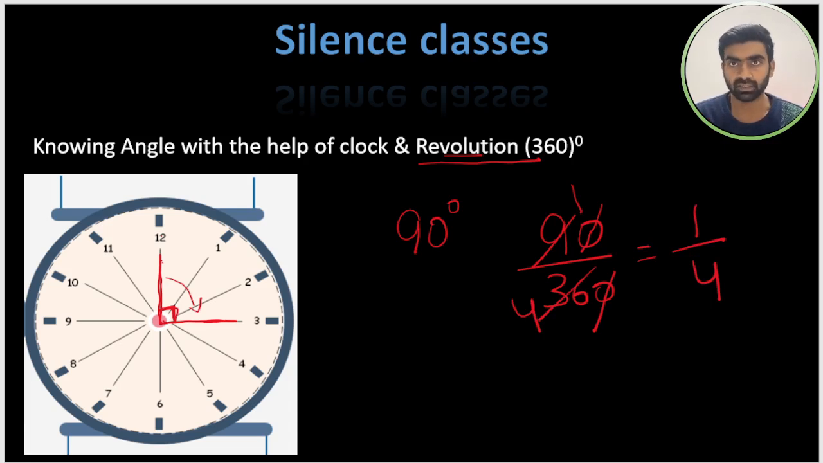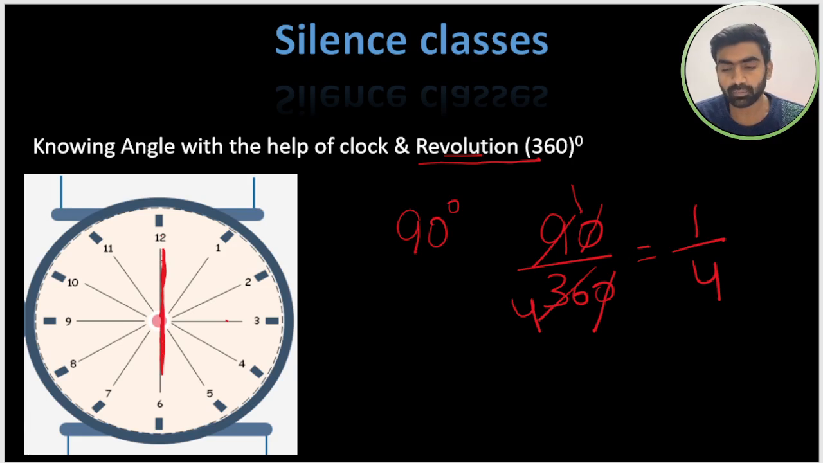We have completed, okay. And if we talk about a straight angle, that means it is a complete 180-degree line, a straight line like this. So we have completed 180 degrees. How many revolutions have we completed over here?